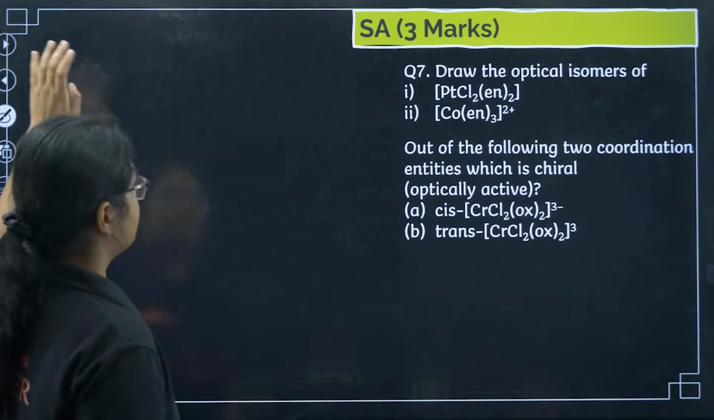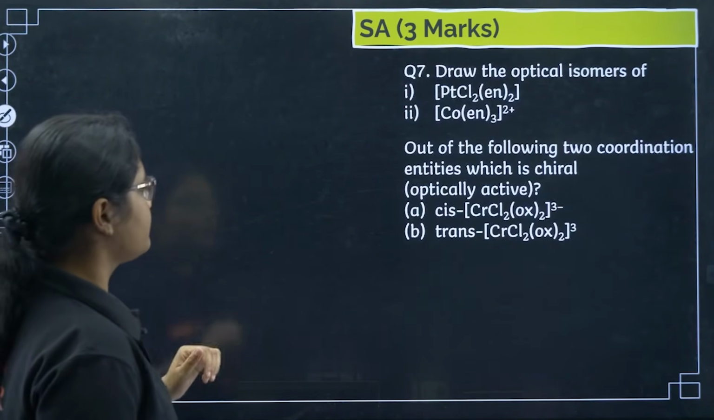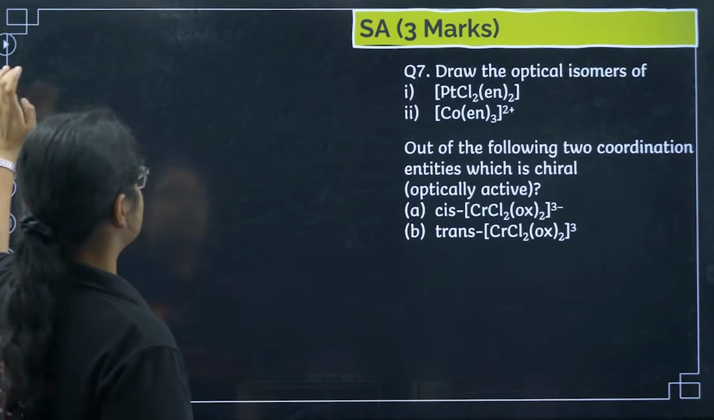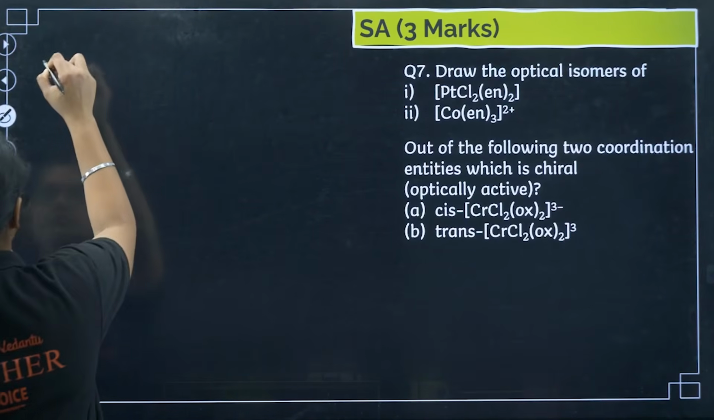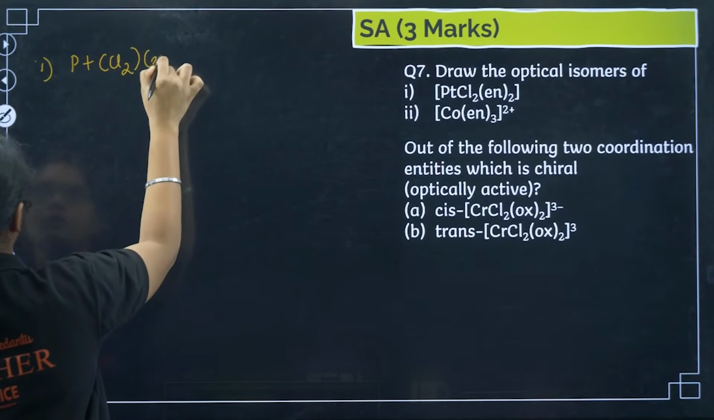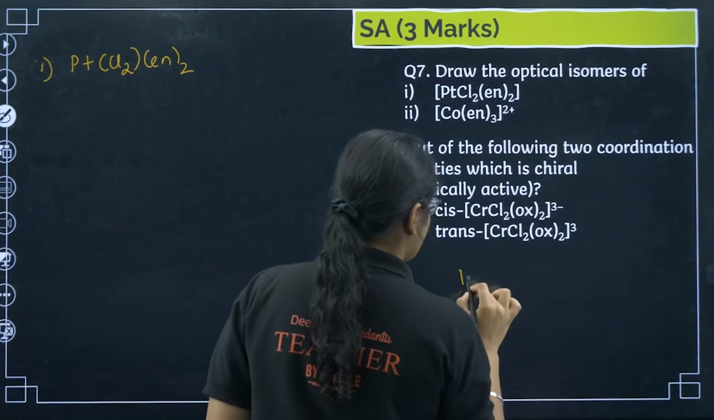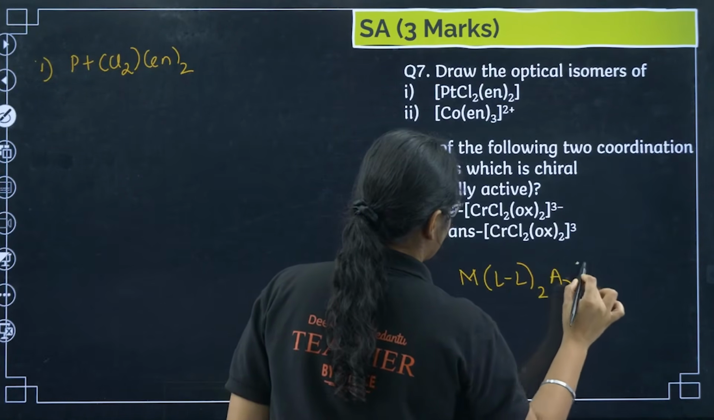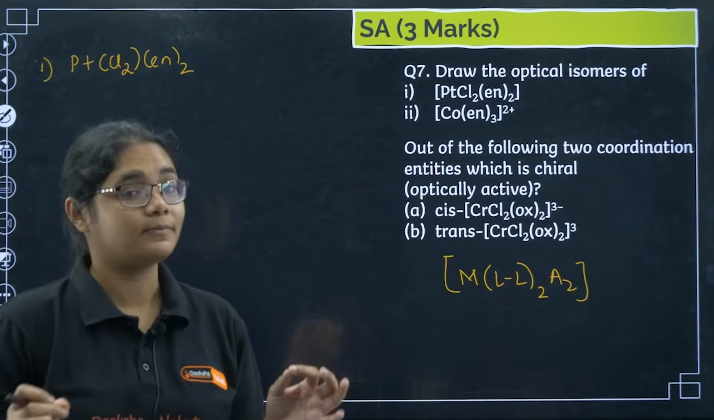Next, the same thing. Draw the optical isomers of the given compounds: [PtCl2(en)2] and [Co(en)3]. So now what you have to draw here are optical isomers. First one, you have [PtCl2(en)2], right? If you know, this is of the type M(LL)2A2, right? This type. And here I have told you, in this type the cis one will be optically active.